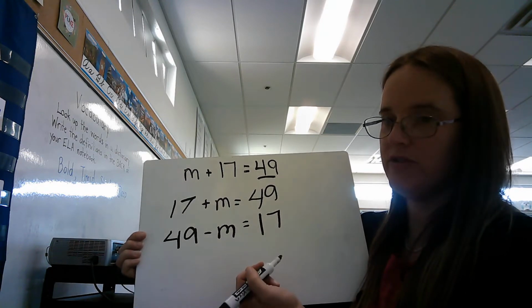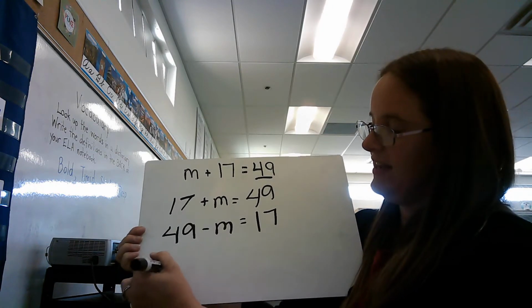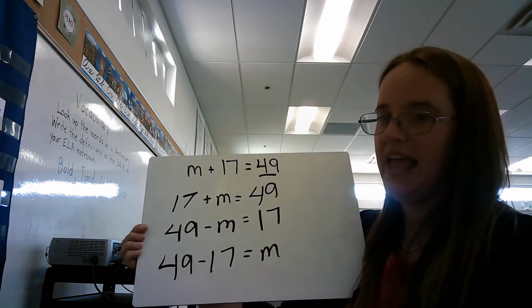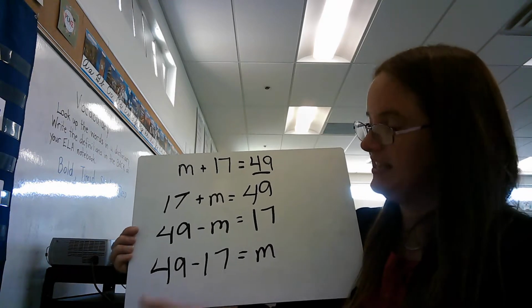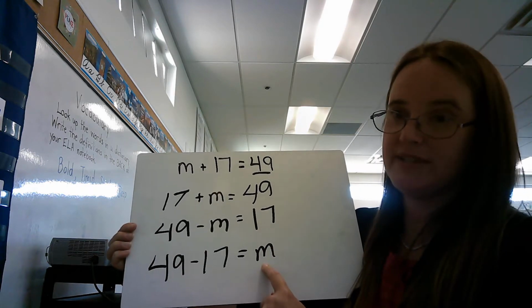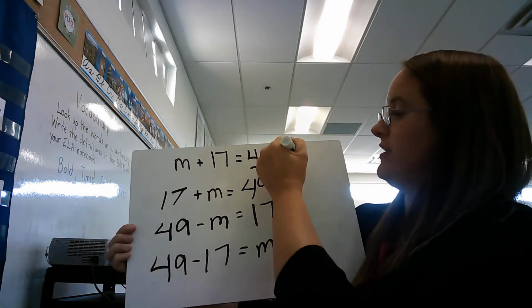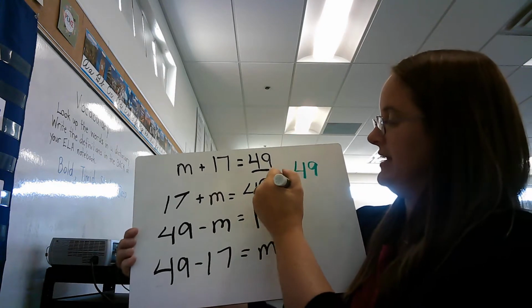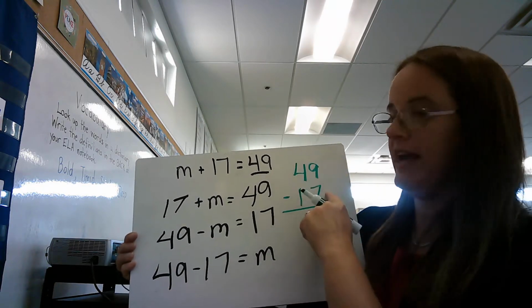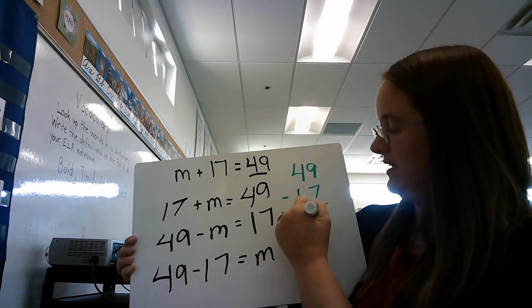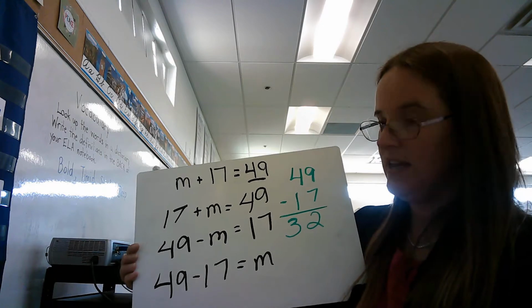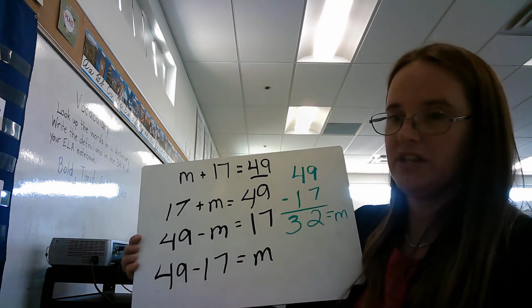Make sure to use all three of your numbers in your fact family. And then I need 49 minus 17 equals M. Which one of these will help us find the value of M? The one that equals M. So now I can write 49 minus 17, and when I solve this problem, I should get the value of M. 9 minus 7, that's going to give me a 2, and 4 minus 1, that's going to give me a 3. So M must be equal to 32.